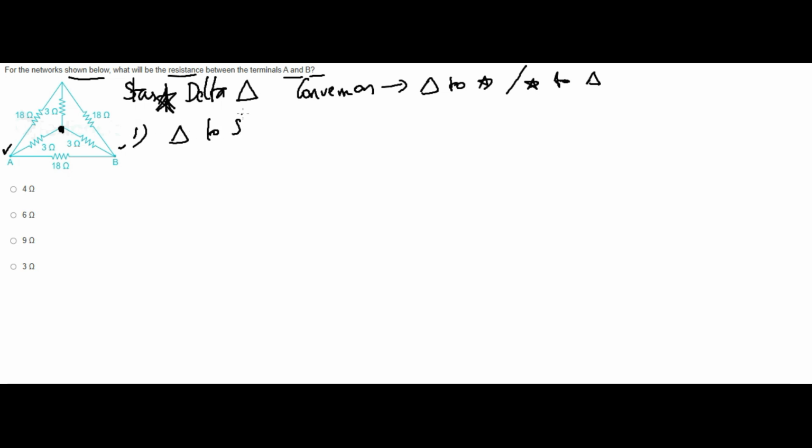what? Star. Okay. So I hope you know about the delta. Delta means when it looks like this form. Star means it will look like this form. So you can make it as a star like this. Okay. So we have the conversion, which is from delta to star and star to delta. First we shall see the delta to star conversion.